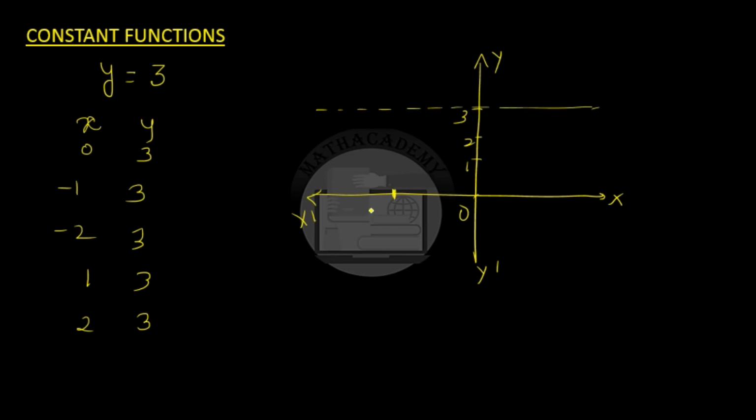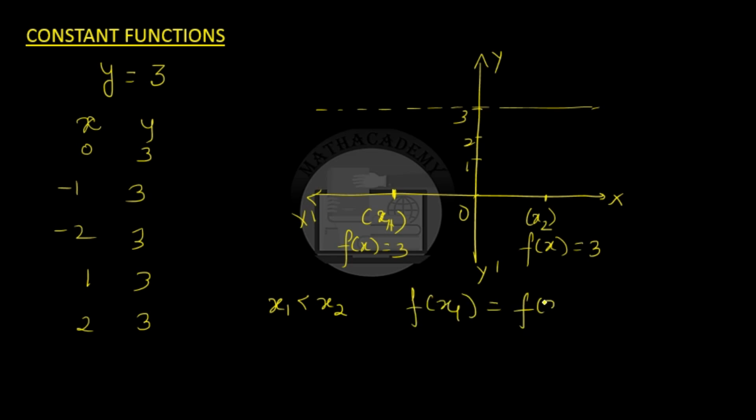If you take a value of x, say it's x1, and a value of x here, say x2, at both of these points, the value of y is always 3. Correct? At x1, the value of f of x is 3, and at x2, the value of f of x is again 3. So x1 is less than x2, but f of x1 is equal to f of x2. If that is the case, then such functions are called constant functions.